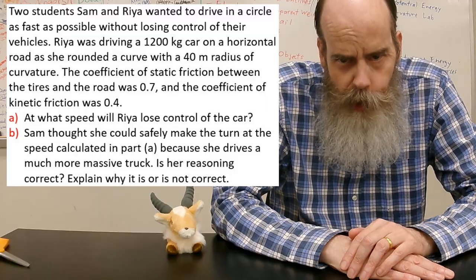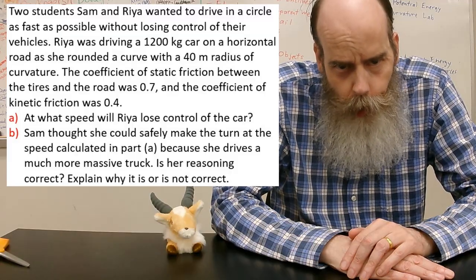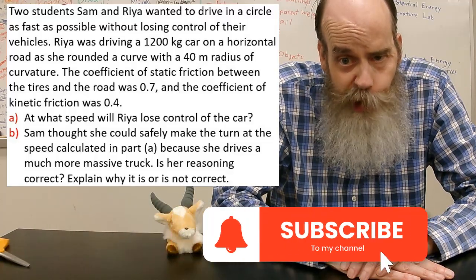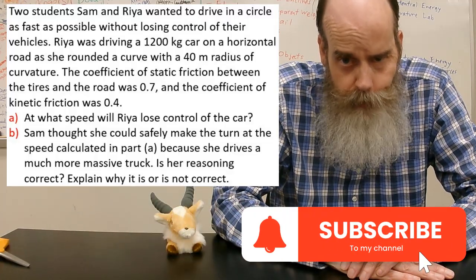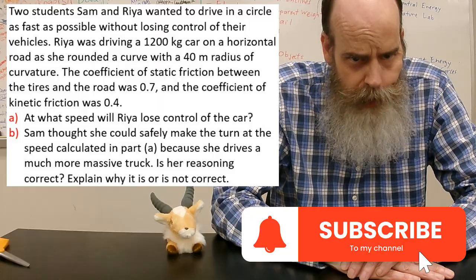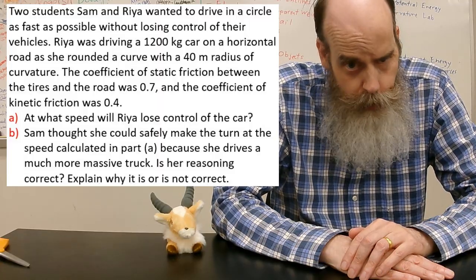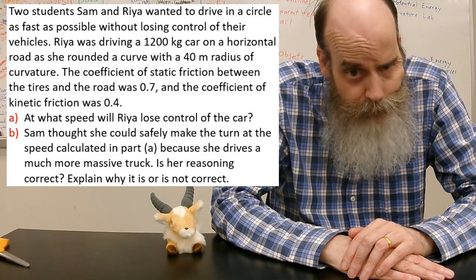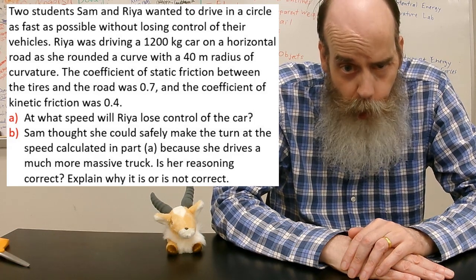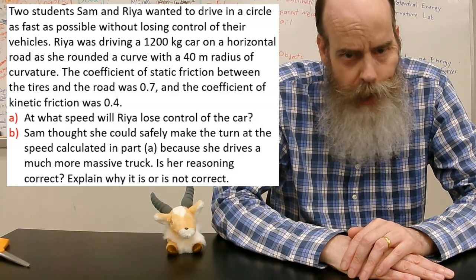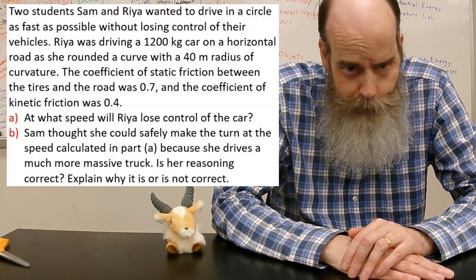Ria was driving a 1,200 kilogram car on a horizontal road as she rounded a curve with a 40-meter radius of curvature. The coefficient of static friction between the tires and the road was 0.7, and the coefficient of kinetic friction was 0.4. Part A. At what speed will Ria lose control of the car?